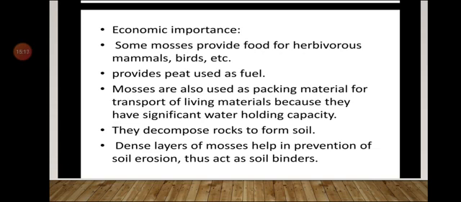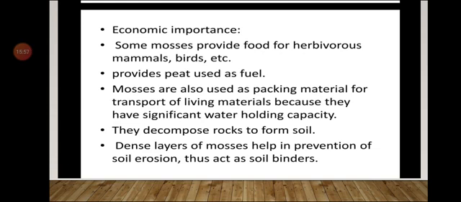They decompose rocks to form soil. This is also one of the important properties of bryophytes. Dense layers of mosses help in prevention of soil erosion, thus acting as soil binders. They keep the soil bound. Bryophytes help in maintaining the binding of the soil, and thus they act as soil binders.